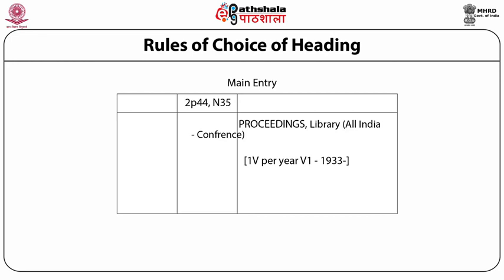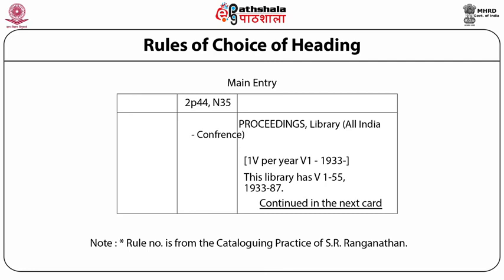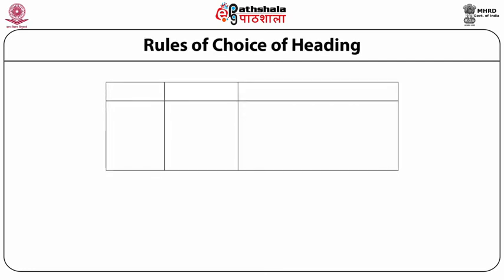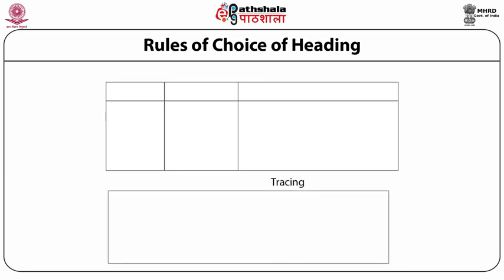There is no fourth section in this problem. The fifth section is holdings in brief section. In this section, whatever titles are procured by the library, they are recorded. So it is mentioned this library has B1-55; 1933-87. So first 5 sections are recorded on the front side of the card, and the tracing is given on the back of the card.